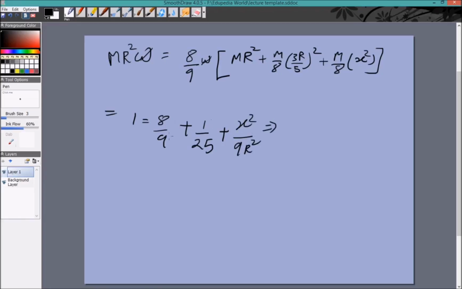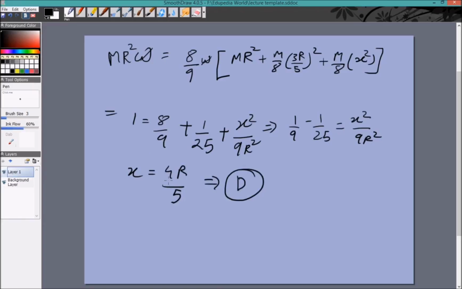So that gives me 1 by 9 minus 1 by 25 is equal to x squared by 9r squared. So this is 25 minus 9 is 16 by 25, and this will be cancelled, so it gives me x is equal to 4r by 5. That means D is the answer to this question.